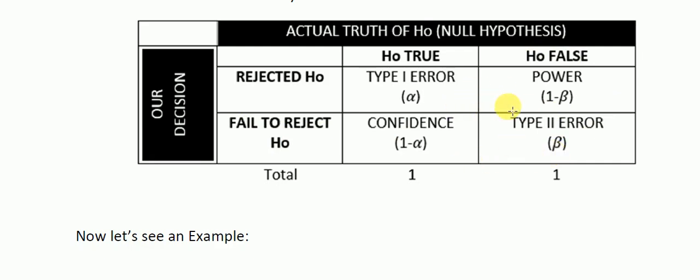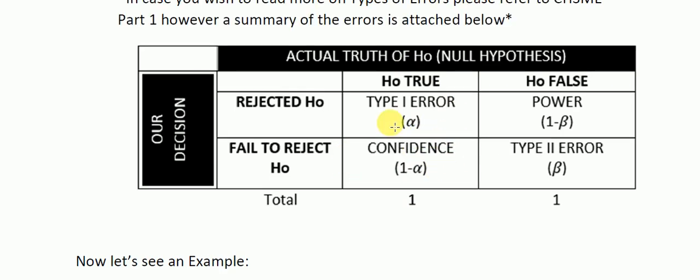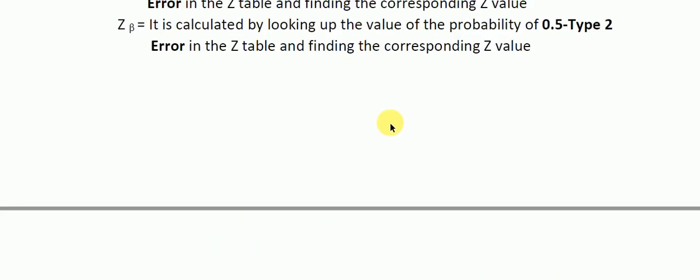Okay, so if we subtract beta from 1, we get what's called the power, and if we subtract alpha from 1, we get what's called the confidence. So this is a brief overview of the types of errors that we can commit. Okay, so I'm going back.